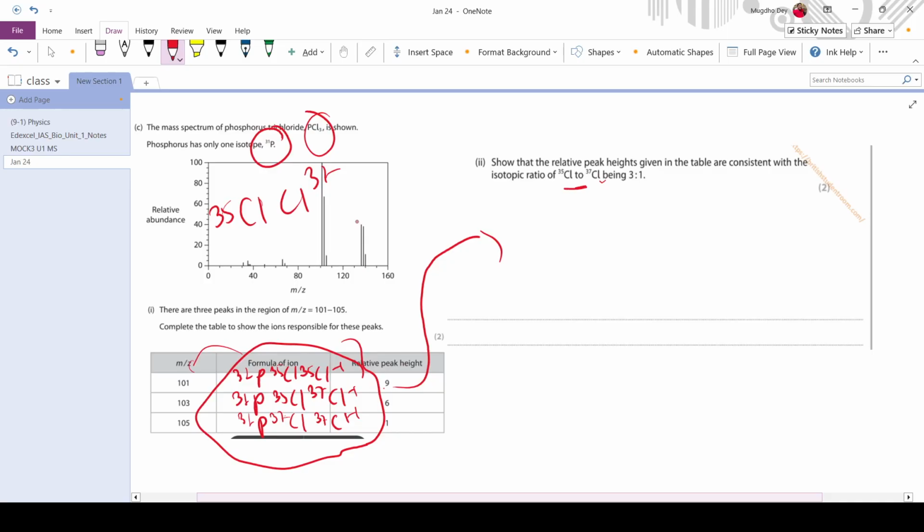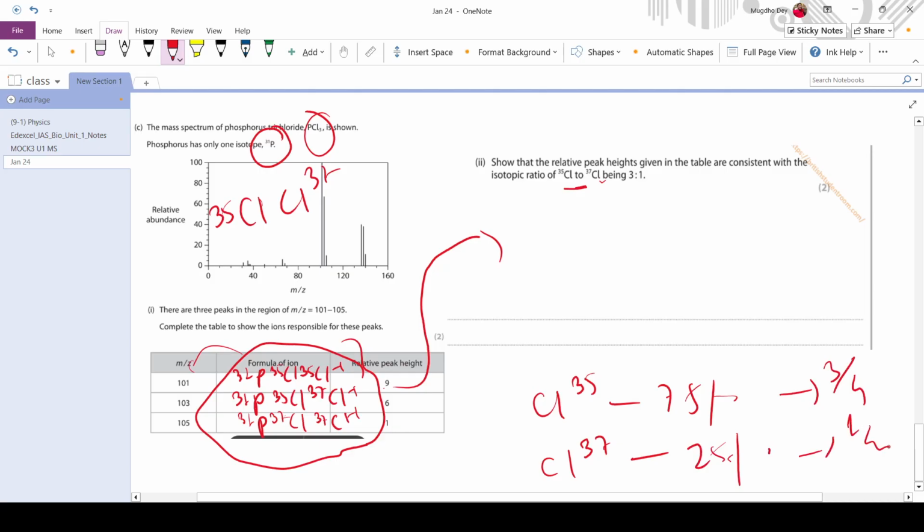Now we know, I mean, it's given in the book. Even if you don't find it here, maybe it's there in A and B, I'm not sure. But as far as I remember, chlorine 35 has 75% abundance, and chlorine 37 has 25% abundance. So that's like 3/4, and this is 1/4.